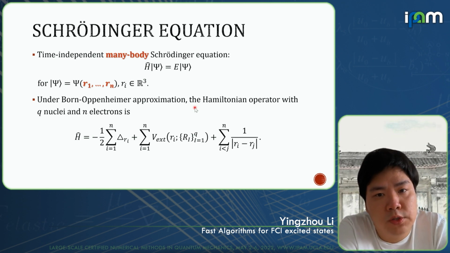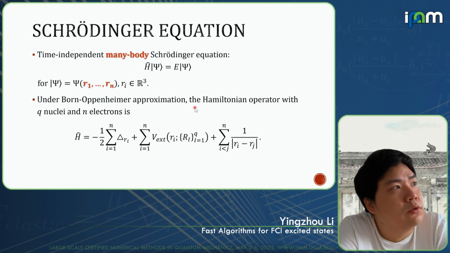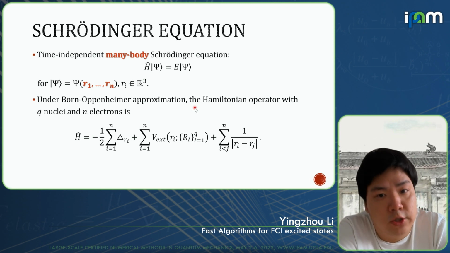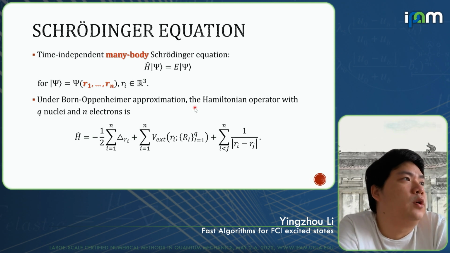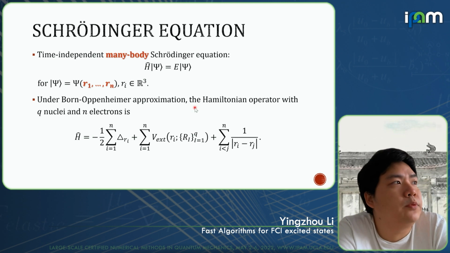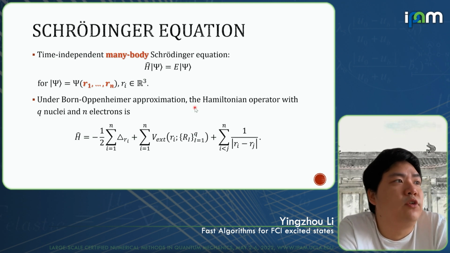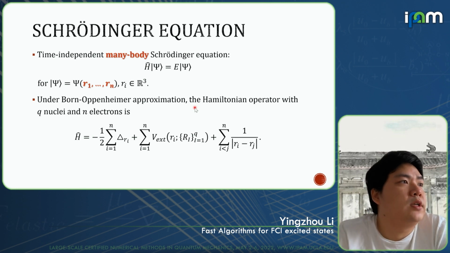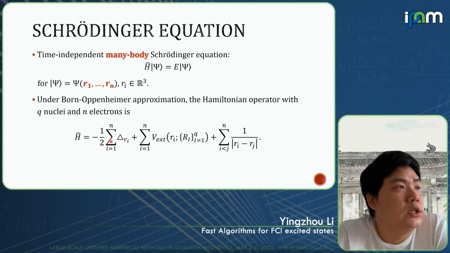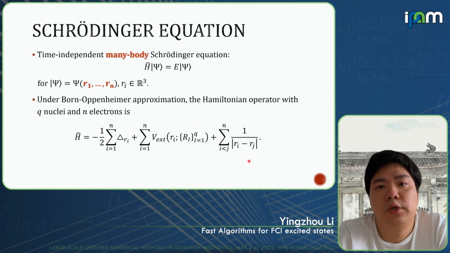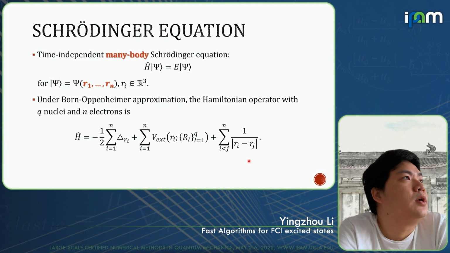Here, we will focus on the electronic system. So n is the number of electrons. And under the Born-Oppenheimer approximation, the Hamiltonian operator with Q nuclei and n electrons is denoted as the following formula. The first term is the kinetic part for the electrons, and then the potential from the nuclei, and also the Coulomb interaction between electrons.